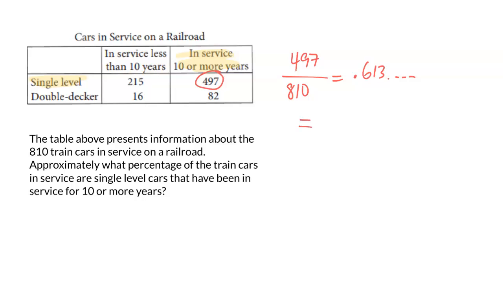And so changing that decimal to a percentage is just moving the decimal point 2 places to the right. And so 61.3% would be the approximate percentage of the train cars that have been in service for 10 or more years and are single level cars.